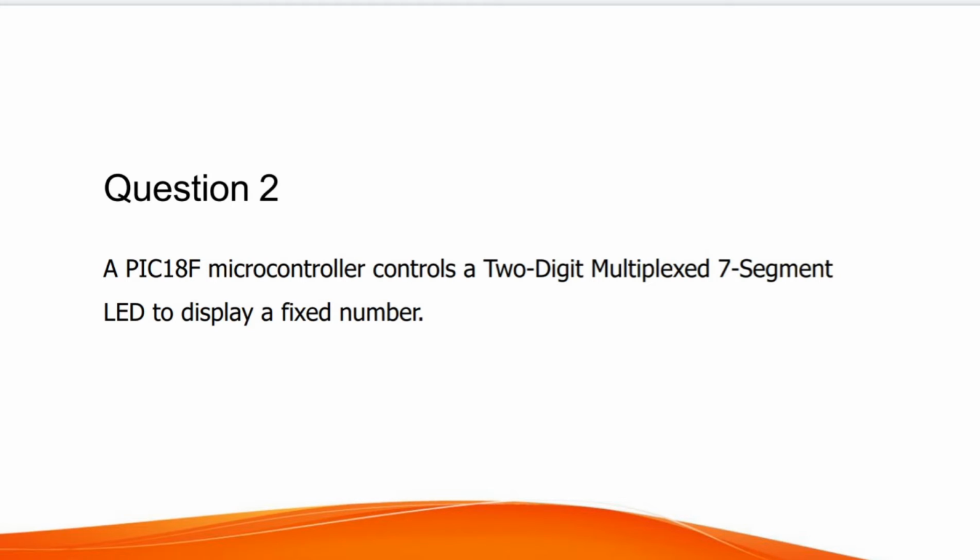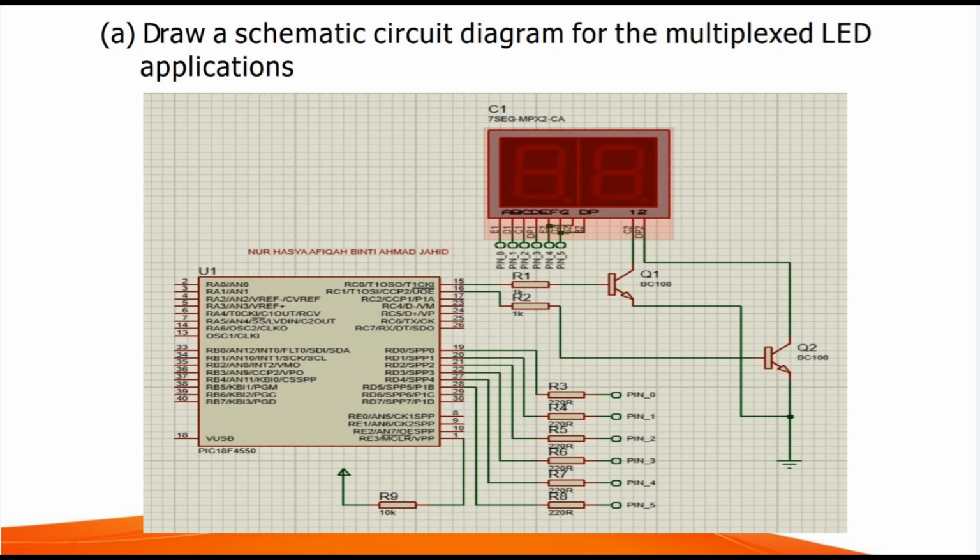Question 2 asks students to draw a schematic diagram and list the steps using a PIC18F4550 microcontroller that controls a 2-digit multiplex 7-segment LED to display a fixed number. In addition, a 3D prototype is used to design the schematic diagram for this question. This is my schematic circuit diagram.